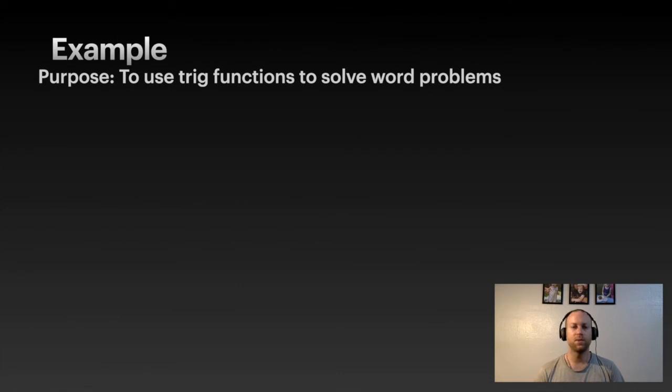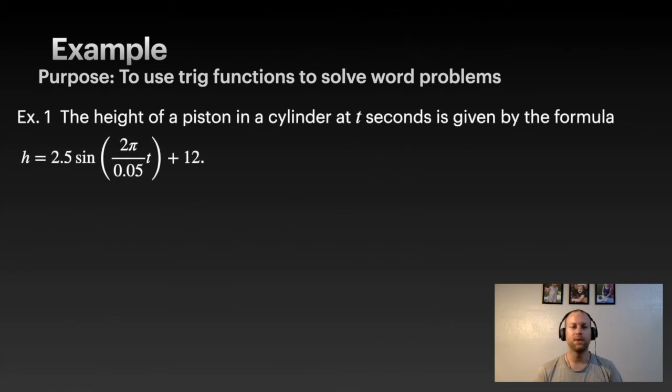Let's solve some word problems. So we've got the height of a piston in a cylinder at t seconds is given by this equation. h equals 2.5 sine of 2 pi over 0.05 times t, plus 12. We've got a whole whack of things we can solve with this one.